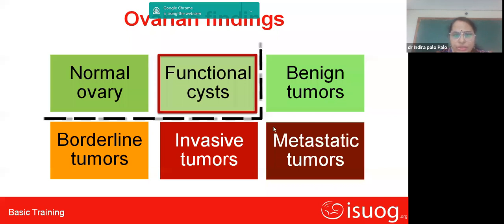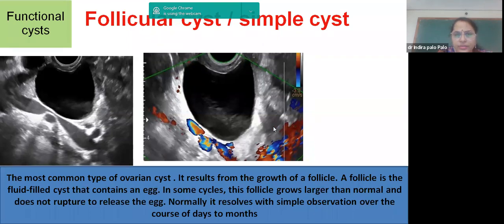After the normal ovary, we will now discuss what the functional cysts of the ovary are. The common functional cyst of the ovary is a follicular cyst. It is a simple cyst and the most common type of ovarian cyst. It results from the growth of the follicle. The follicle is a fluid-filled cyst and contains an egg. In some cycles, this follicle grows larger than normal and does not rupture to release the egg. Normally it resolves with simple observation over days to months, and its size is usually less than 10 centimeter. Usually, this type of follicular cyst resolves by giving OC pills for 3 to 6 months.